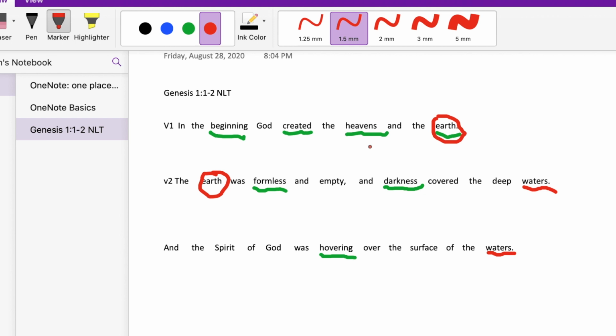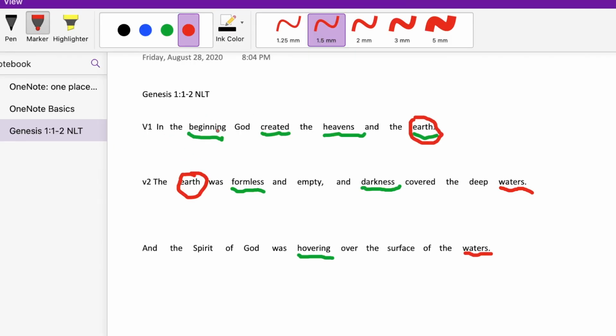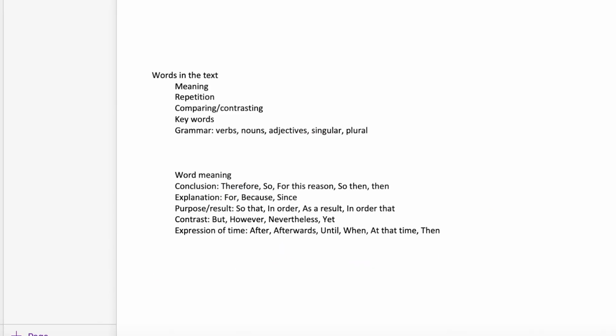As you're looking for repeated words, some texts are going to have repeated words that are more significant, making you wonder why these words are repeated all the time. So you have repeated words, and any contrasting words. In the beginning, God created heaven and the earth. The earth was formless and void, and darkness covered the deep waters, and the Spirit of God was hovering over the surface of the water. So there are no contrasting words.